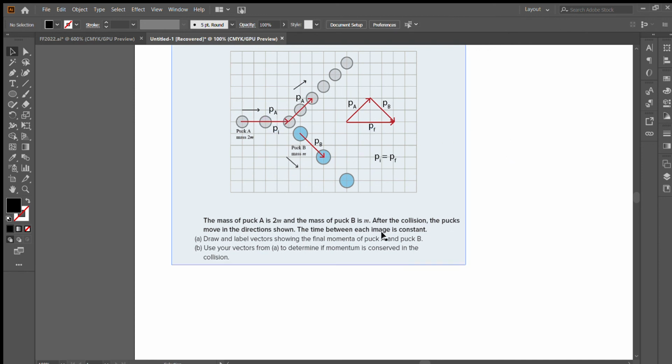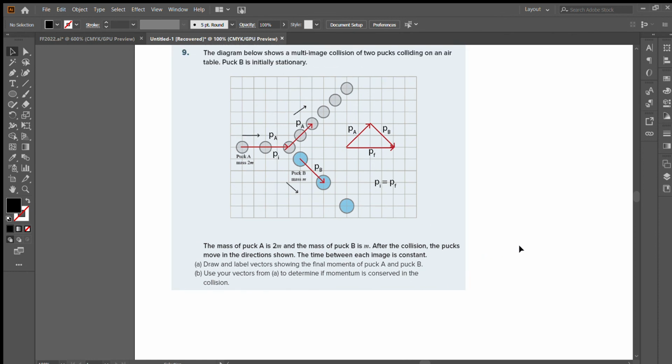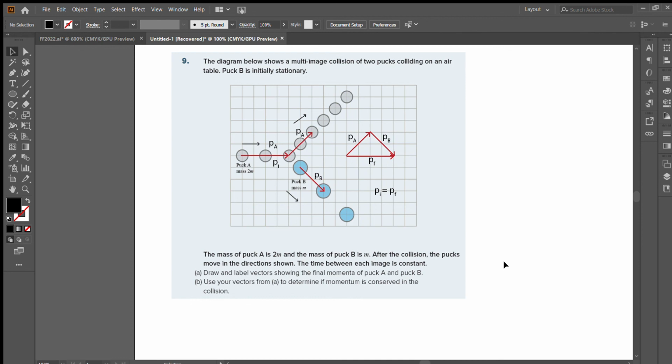Now this is showing that the conservation of momentum is holding in this situation. The law of the conservation of momentum is that in a closed system the net change in momentum is 0, therefore the initial momentum must be equal to the final momentum, and that's what we've shown here. And there you have it, multi-image diagrams and the conservation of momentum.